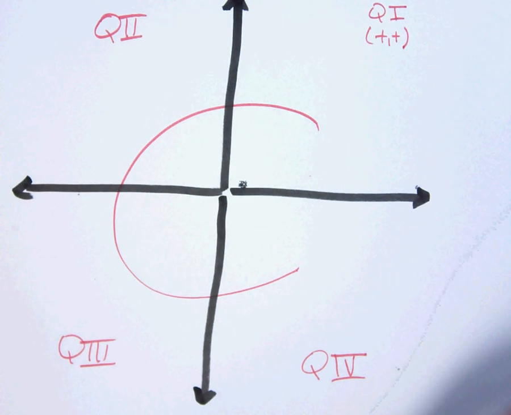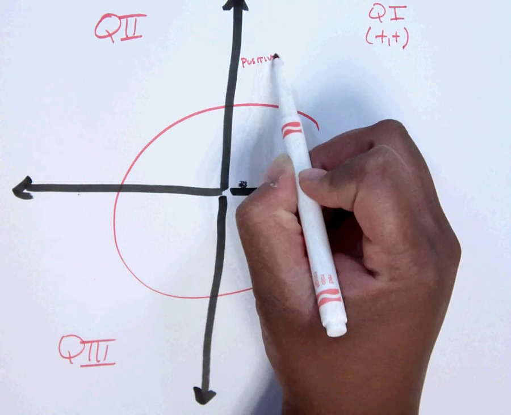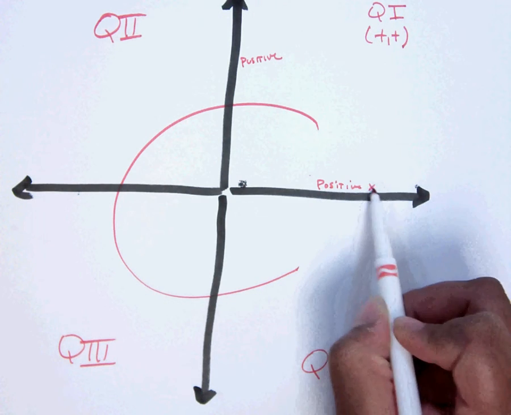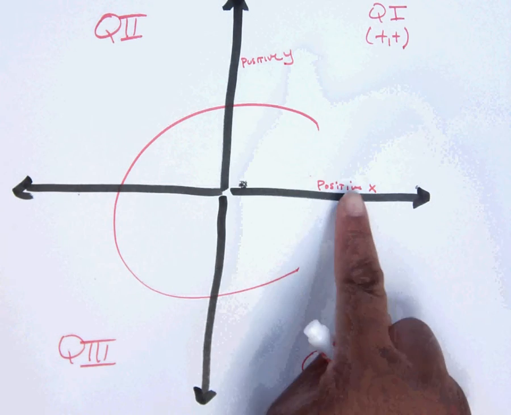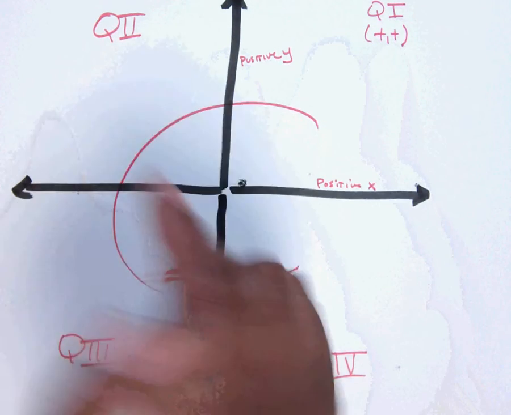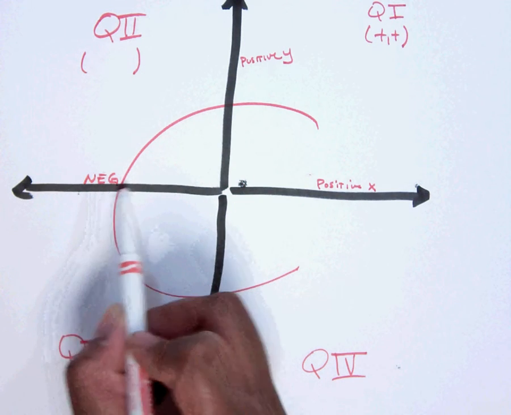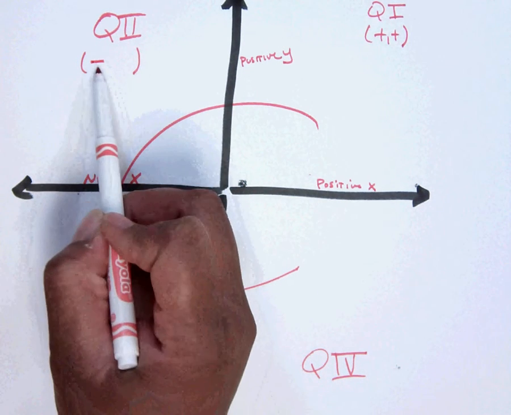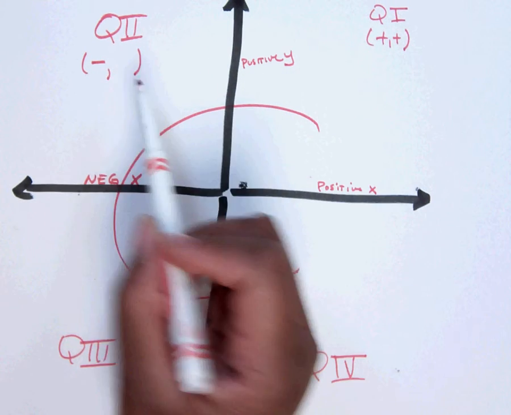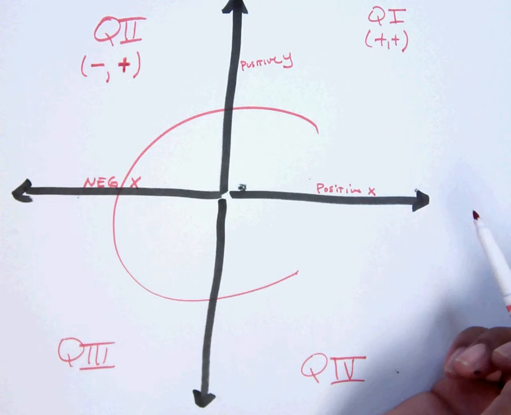And how do we know that? Because remember, we wrote the word positive here, and we wrote the word positive here. These were positive x, these are positive y. Positive x, positive y, plus plus. For this one, we wrote negative on the x, so negative in an x spot, because x will always go first. Positive y, because y goes second.